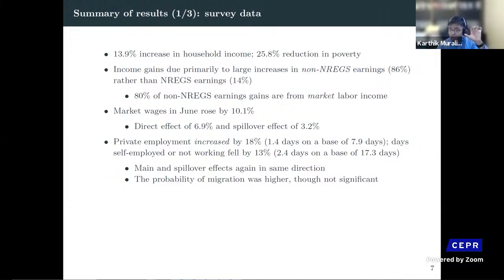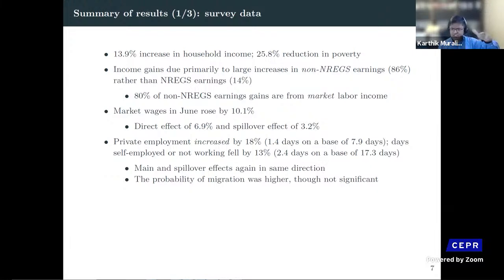Now, this is off a low base, okay, because this is the month of June where private employment is only 8 days in the month. So for about 17 odd days there's a lot of self-employment, low marginal productivity self-employment, or not working. And so you see a significant increase in private employment and a reduction in self-employment. And again, the main and the spillover effects are in the same direction.